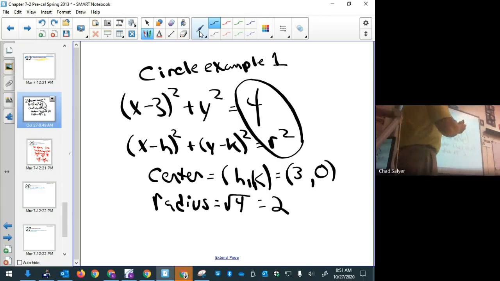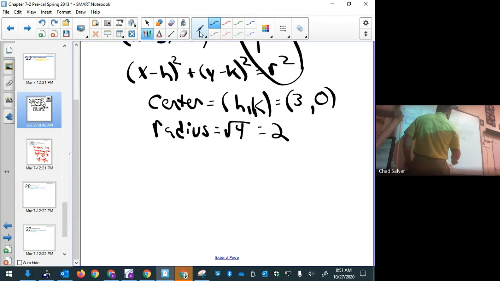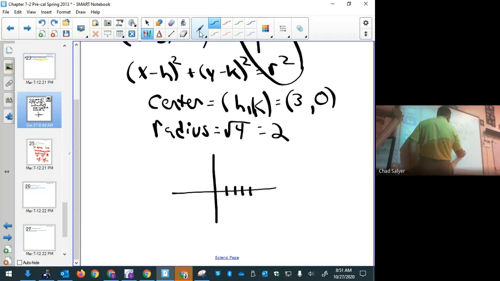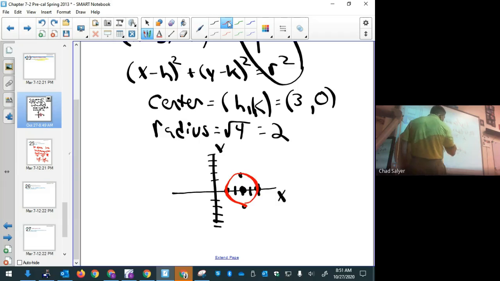So that's a circle. And then to graph these is really simple. So we go to 3, 0, and then you go this many units north, south, east, west. So up 2, down 2, right 2, left 2. Connect with a smooth curve the best you can.